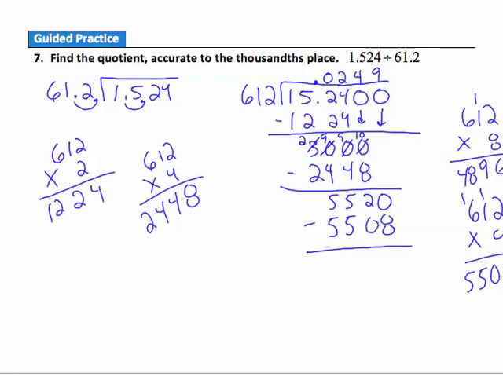But we do need to round this answer. So let's take a look. We're rounding to the thousandths place, which is the 4. The 9 will tell us to round that up. So when I get an answer accurate to the thousandths place for this decimal number, I get 0.25 as my final answer.